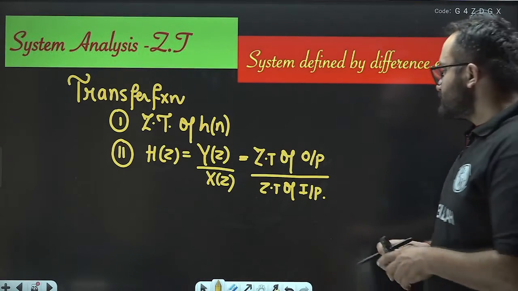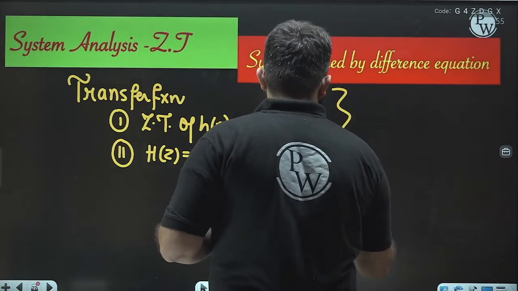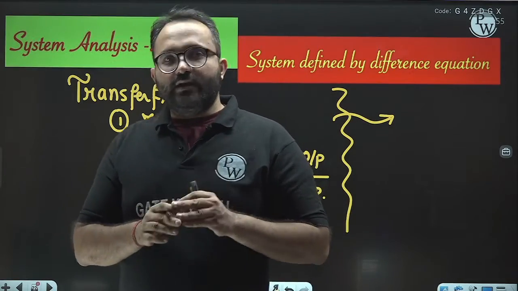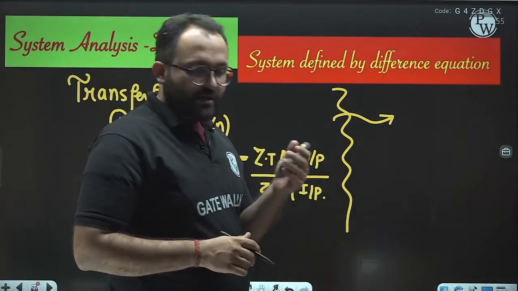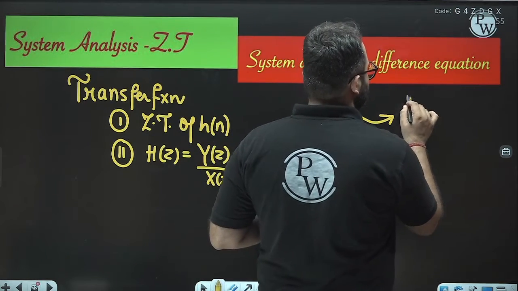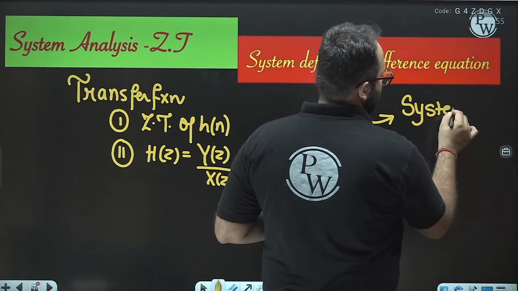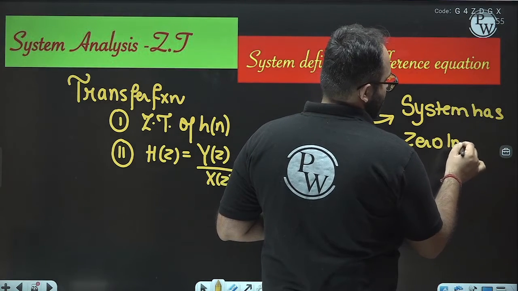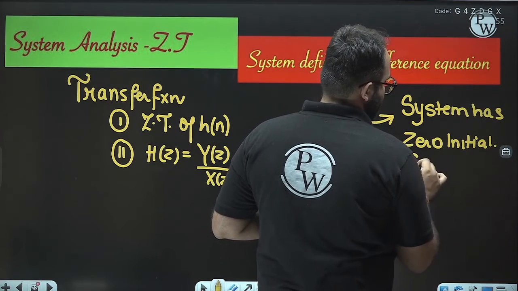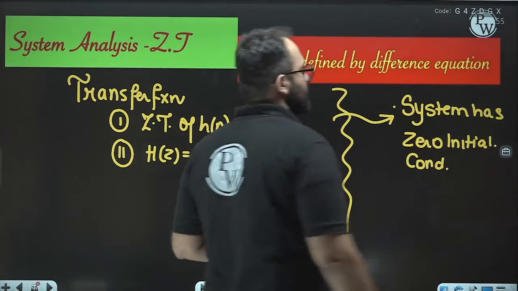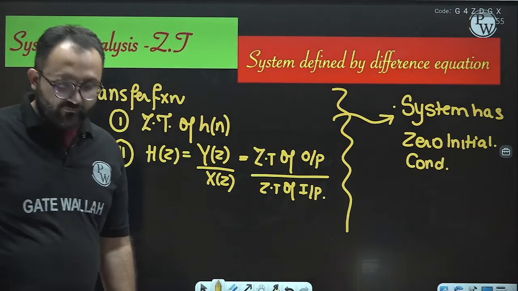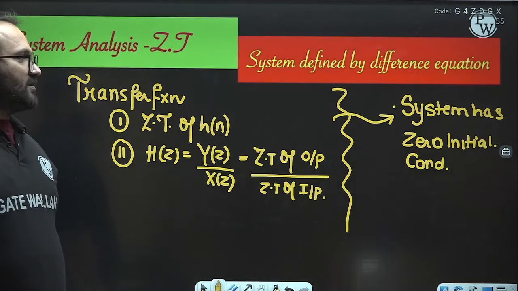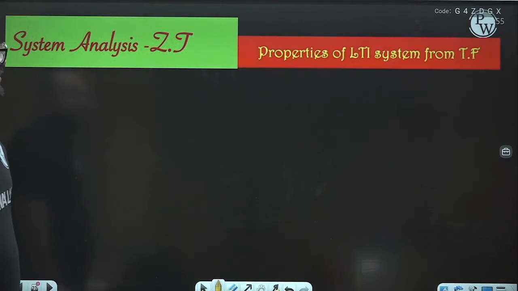And if you remember or recall, this transfer function definition is valid only when the initial conditions of the system are 0, or the system is initially at rest. The system has 0 initial condition. This is one of the very important conditions for the transfer function. Otherwise, the transfer function definition or use of transfer function is not valid.